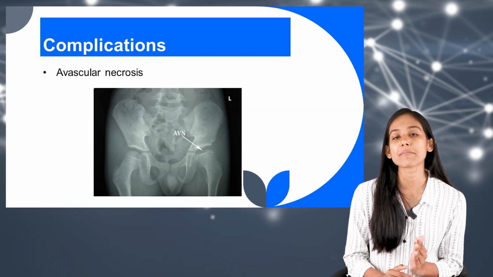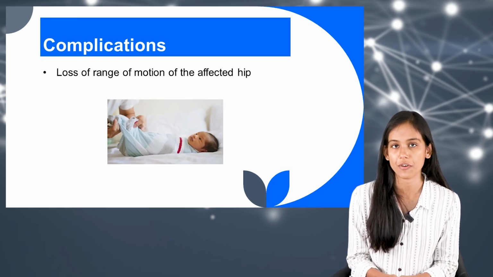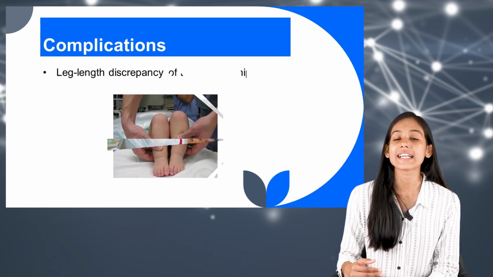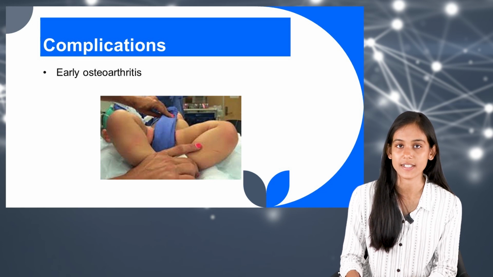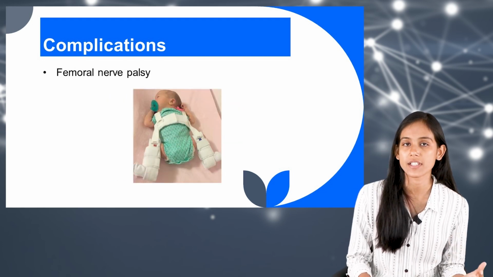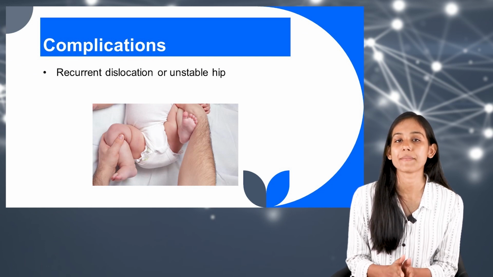Next, moving on to the complications of dysplasia of hip. Firstly, there can be avascular necrosis. Also, there can be loss of range of motion of the affected hip. Leg length discrepancy will be there, and also there will be early arthritis. And there can be femoral nerve palsy or recurrent dislocation or unstable hip.